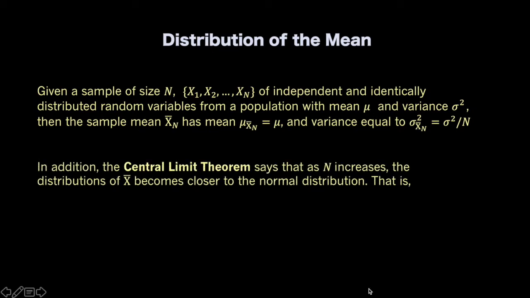In addition, we have a rather remarkable result called the central limit theorem that says that as n increases, as the sample size increases, the distributions of x bar, of the sample means, become closer to the normal distribution. That is to say, for large n, the mean is distributed approximately normal, centered on mu, centered on the population mean, and with a variance equal to sigma squared over n. Okay, these two results are remarkable in one word.